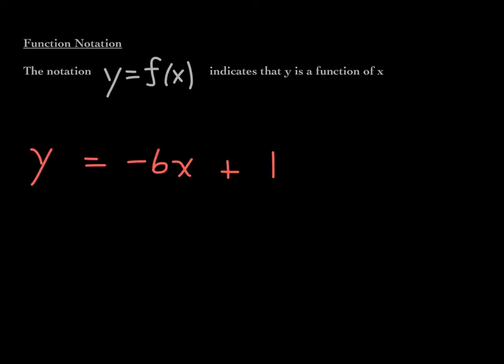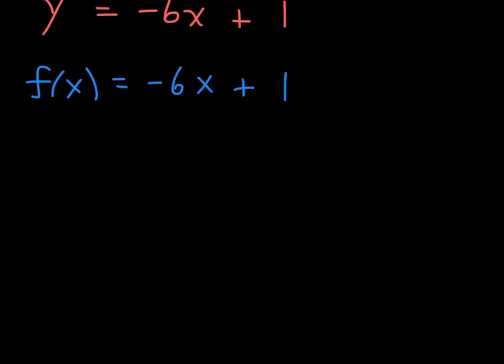So, for example, check this out. Y equals negative 6x plus 1. We just determined that this is a function. We just determined that y is a function of x. So because y is a function of x, I can replace y with f of x is equal to negative 6x plus 1, like this. This is function notation.